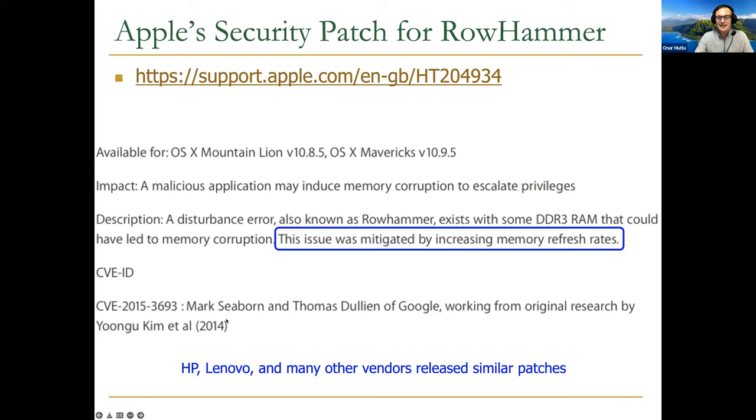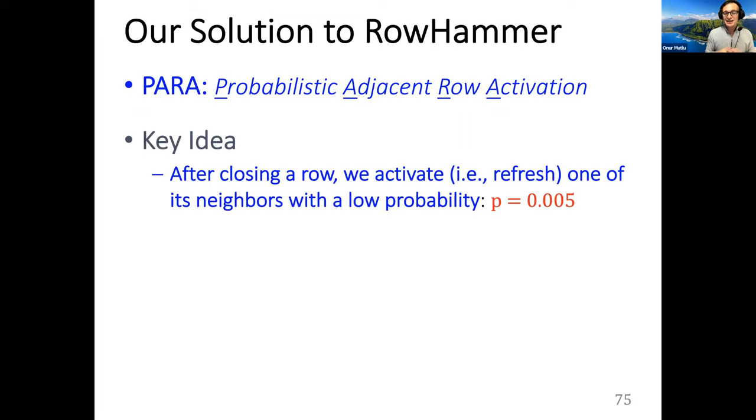And other industry followed also. They didn't tell you how much they increased the memory refresh rates, but I believe it's 2x. Okay, so our initial solution was probabilistic, basically. The idea is very simple. We wanted it to be very simple. And at that time, the RowHammer vulnerability was not that bad, let's say.